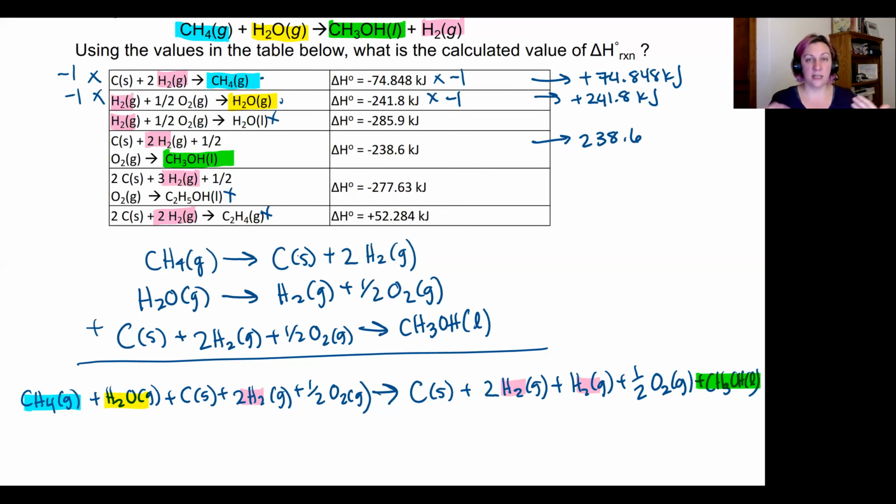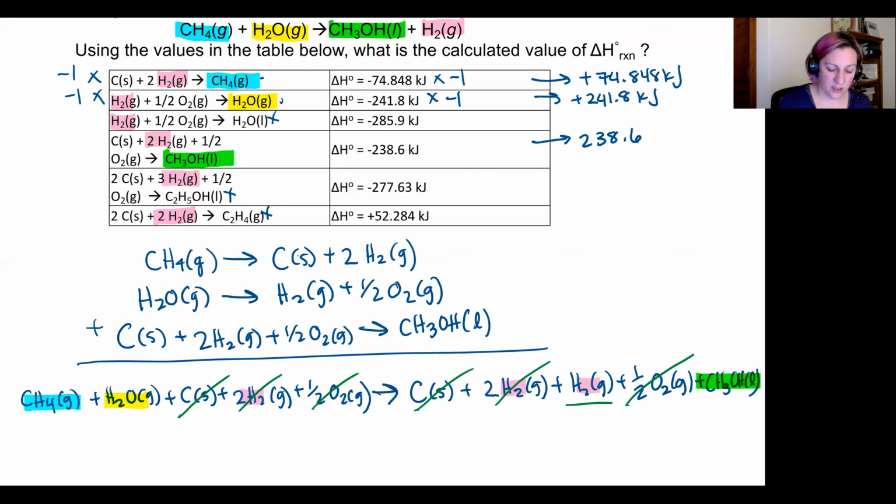So we're going to just cancel out anything that's the same on either side of the arrow. So right away, I can see that carbon solid is on both sides. The 2 hydrogen is on both sides as well. But that leaves 1 hydrogen left on my product side, which is great. That's exactly what I want. I have 1/2 of an oxygen on either side as well that can cancel. But my water, my methane, and my methanol don't cancel out.